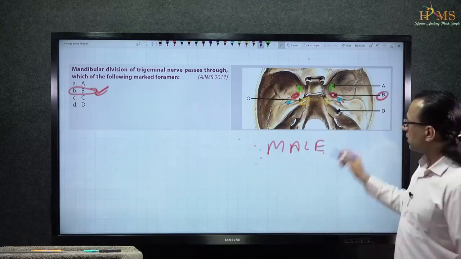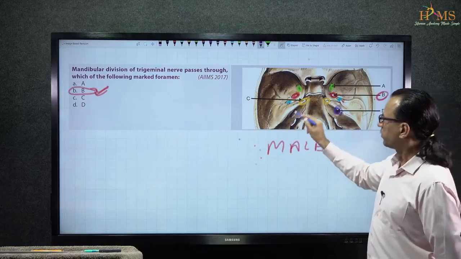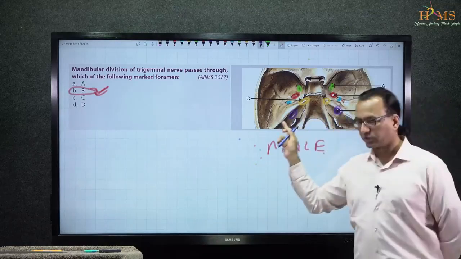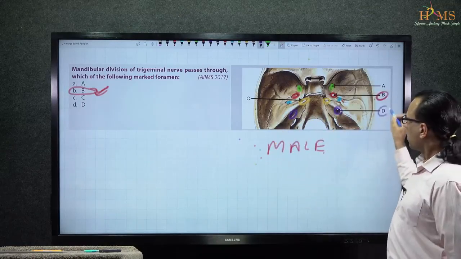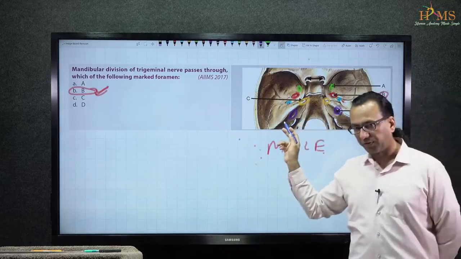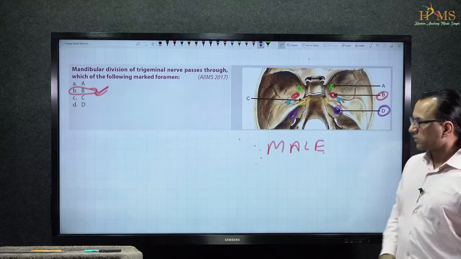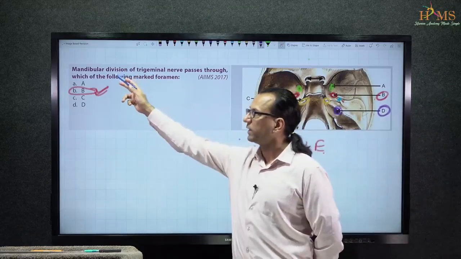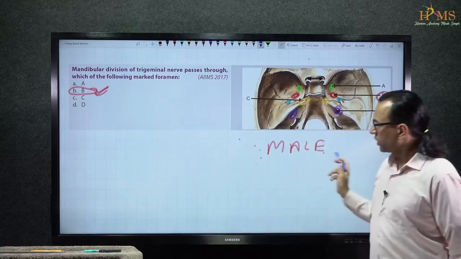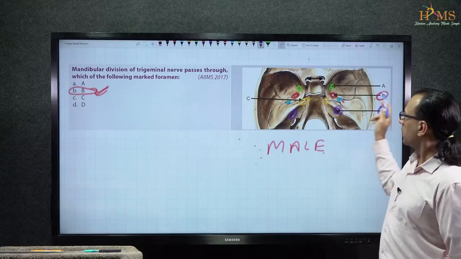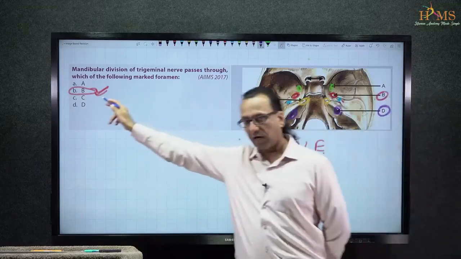And what about marker D? It is in the posterior cranial fossa, in the petrous temporal bone: the internal auditory meatus, for the passage of the facial nerve and the vestibulocochlear nerve. So as the question was asking about the mandibular trigeminal, the main structure passing through the foramen ovale, marker B should remain our answer.